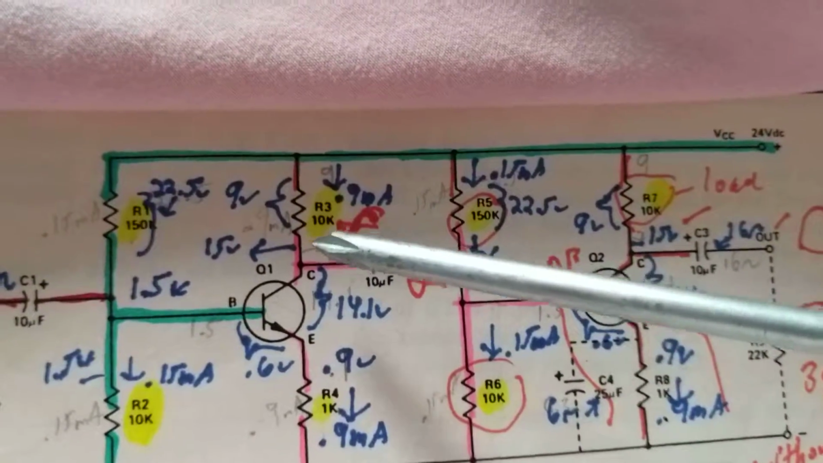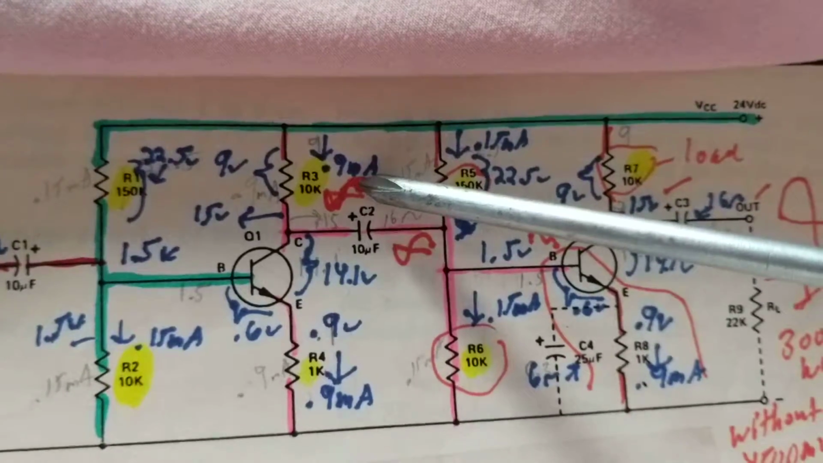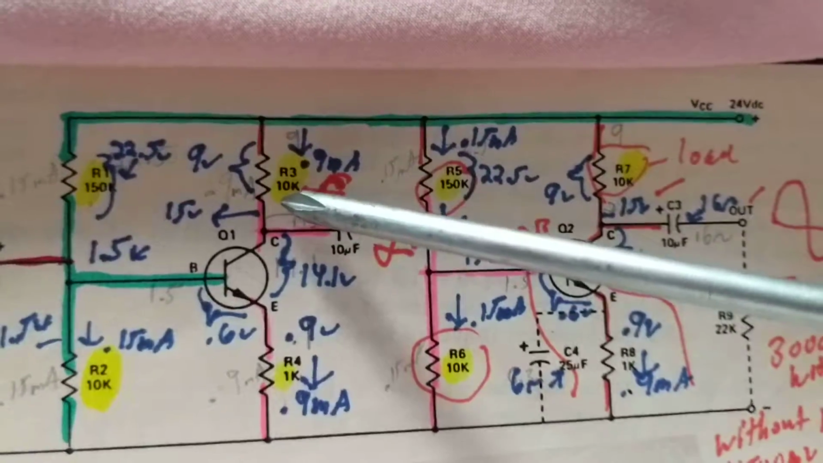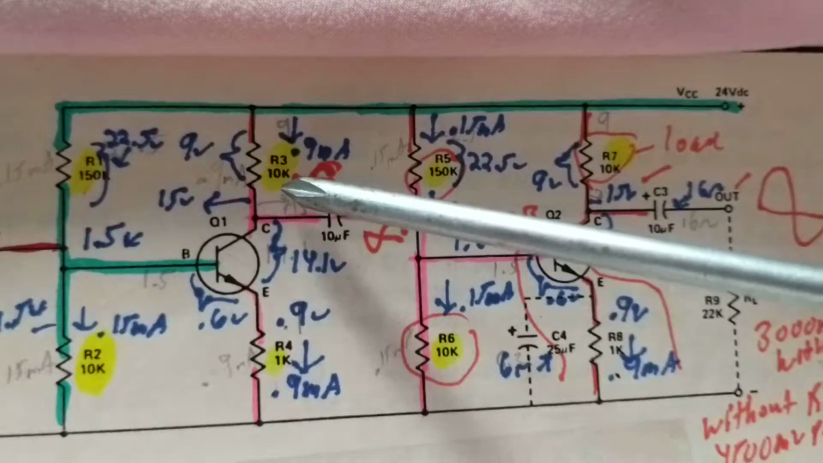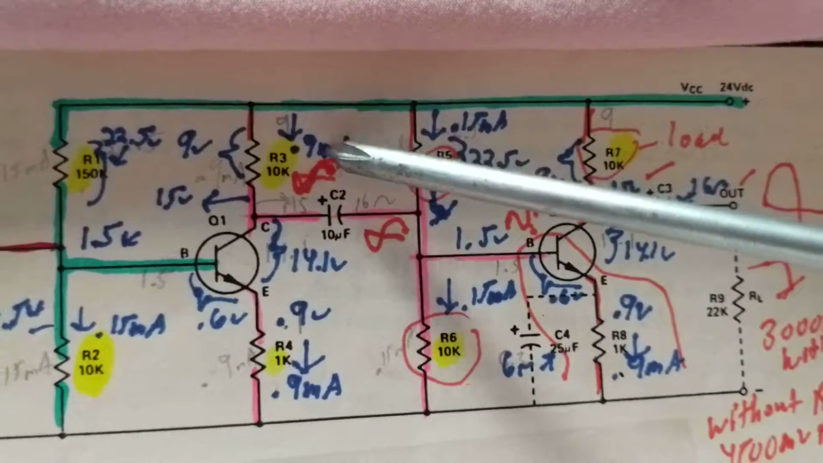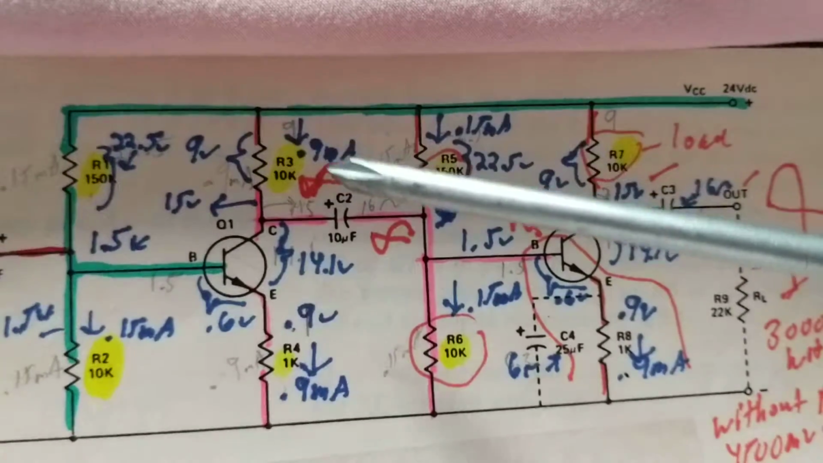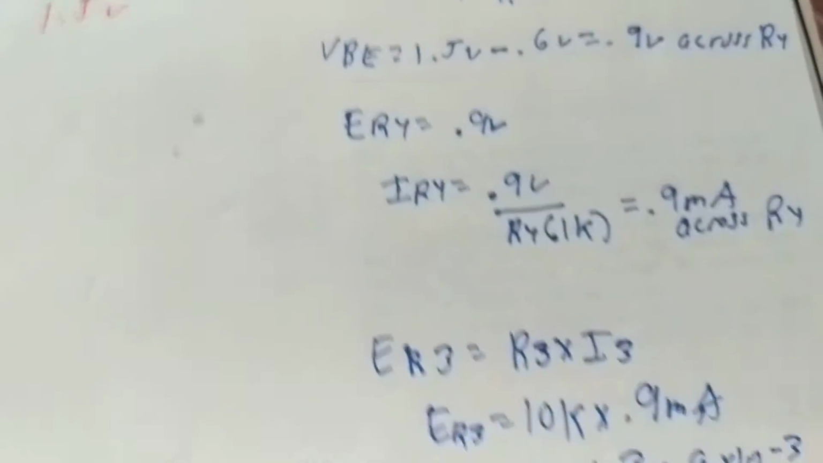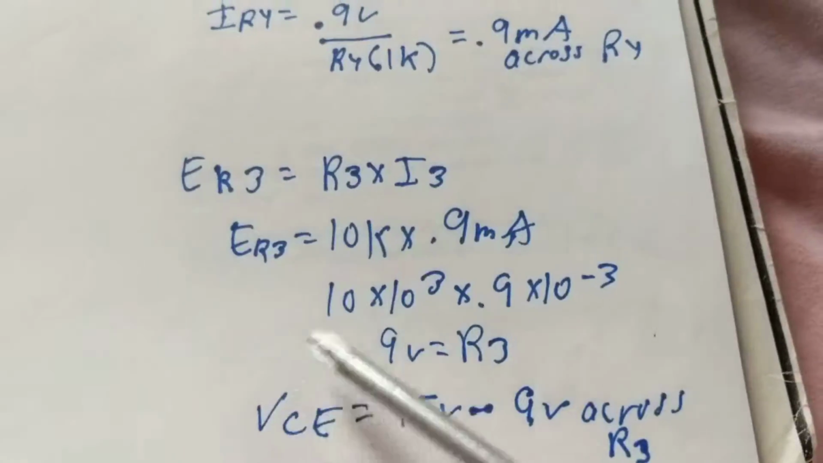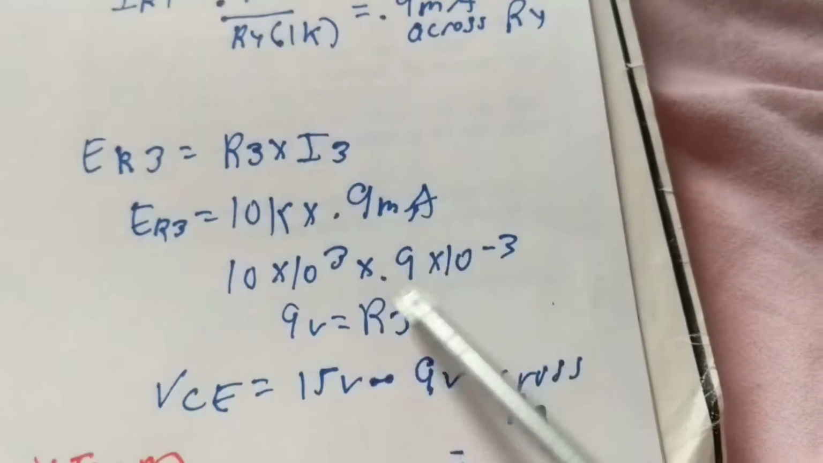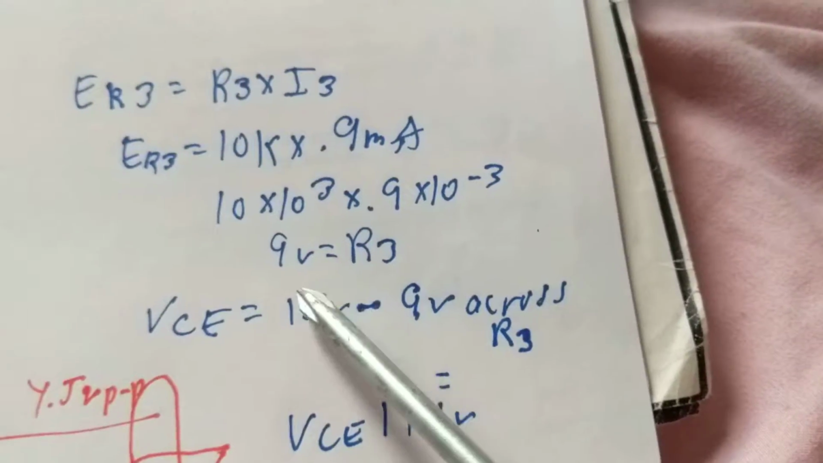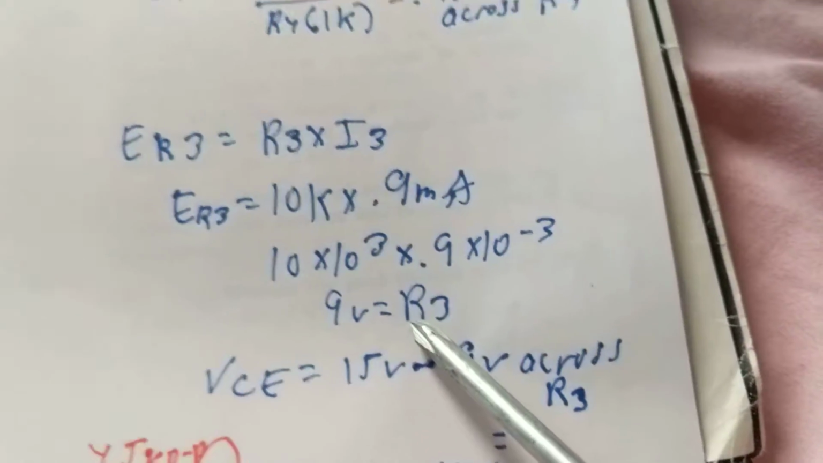Therefore, Ohm's law tells us 0.9 milliamps times 10K. Why? Because resistance times current will give us the voltage. Guess how much the voltage is? Let's plug it in. Right here, 10K times 0.9 milliamps. 10 times 10 to the 3 if you want scientific notation, whatever. That will give us 9 volts across R3.